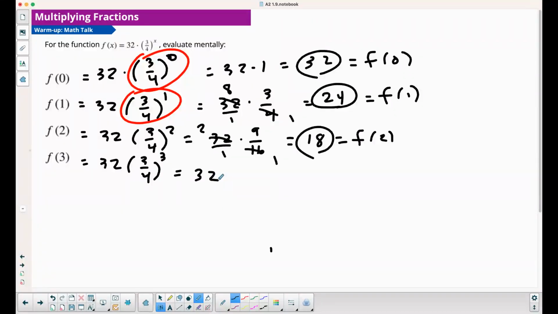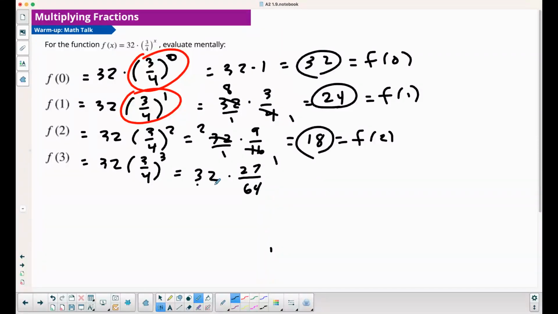Again, we're going to cube the 3 and cube the 4. Now remember, 3 cubed is not 3 times 3. It's 3 times 3 times 3. And same thing with 4 cubed. It's 4 times 4 times 4.